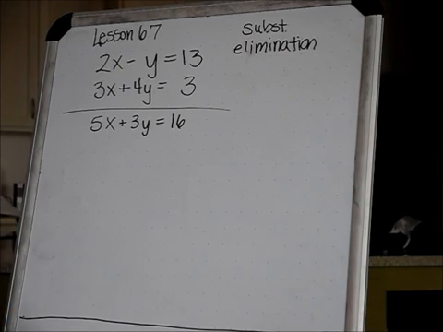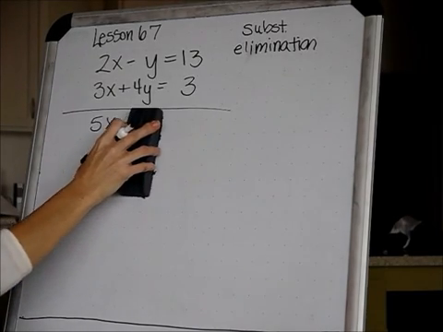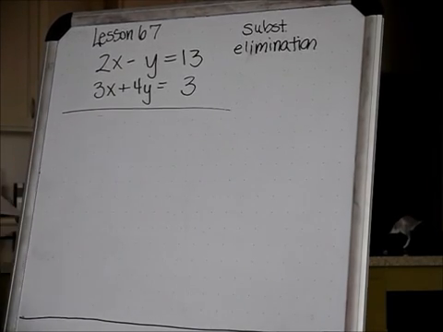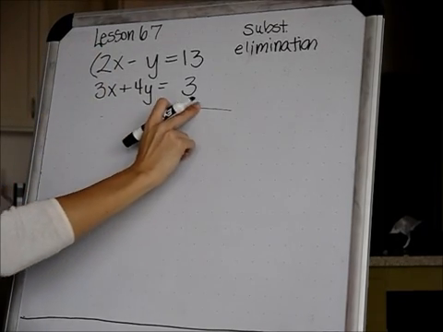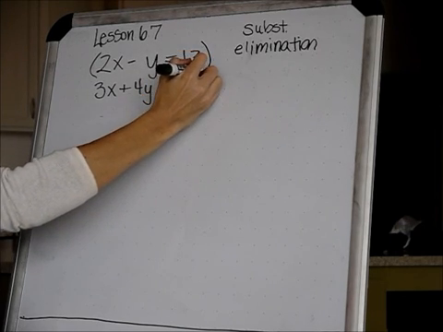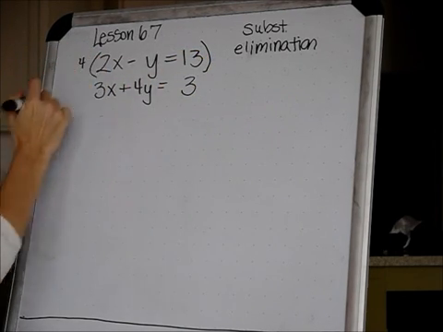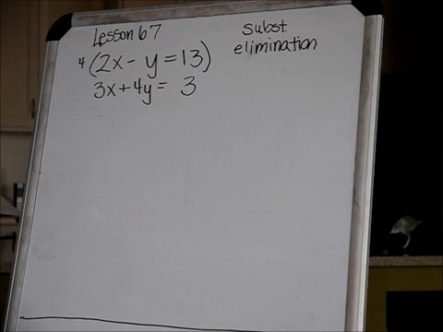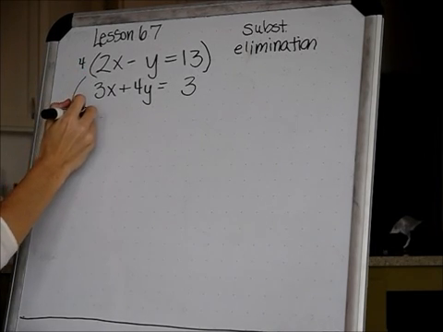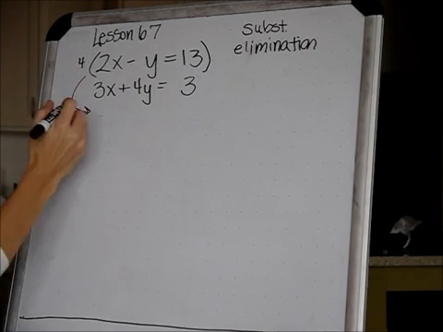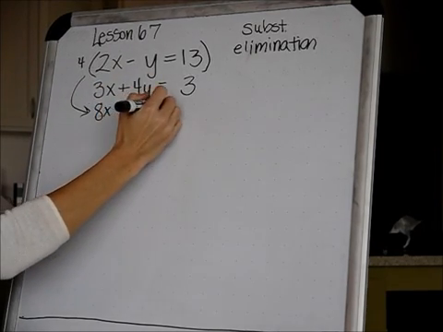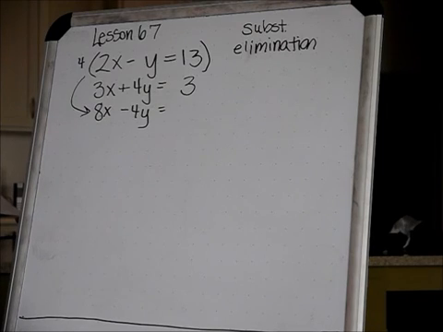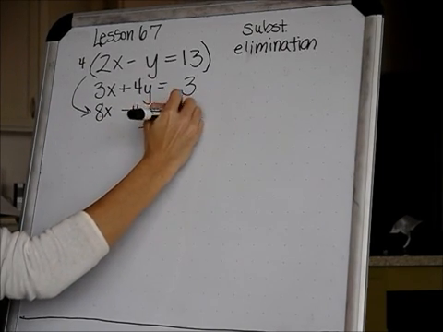Now, that did nothing for us. But what if I made an equivalent equation up here? What if I multiply everybody in that equation times 4? You might not be able to see ahead why we're going to do that. I'm going to write it down there: 8x minus 4y, and then 13 times 4 is 52.